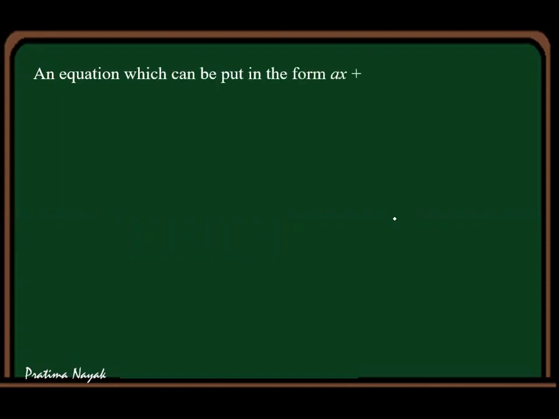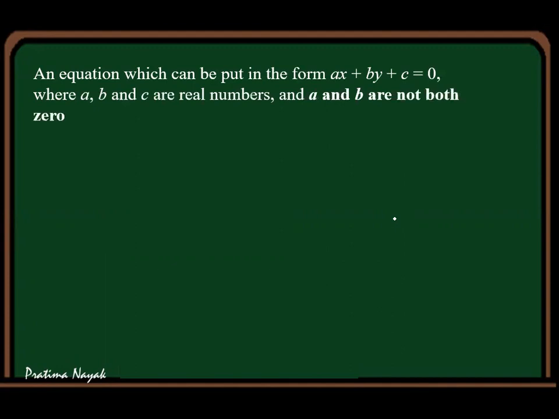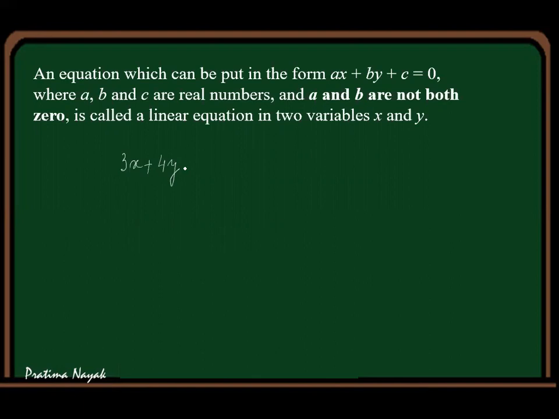Now what is an equation of two variables? An equation which can be put in the form of ax plus by plus c equals 0, where a, b, c are real numbers, but the condition is a and b are not both 0, is called a linear equation in two variables x and y. For example, 3 times x plus 4 times y plus 5 is equal to 0. Maybe only 3y plus 2 is 0. This is where the coefficient of x is 0. But both will not be 0.